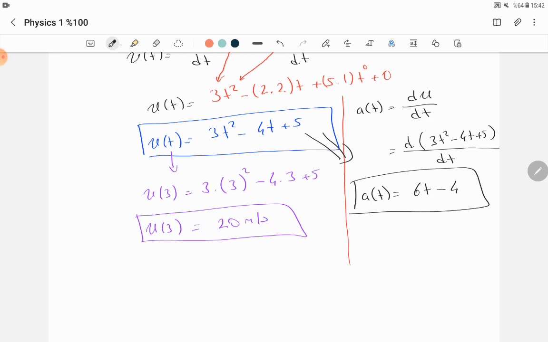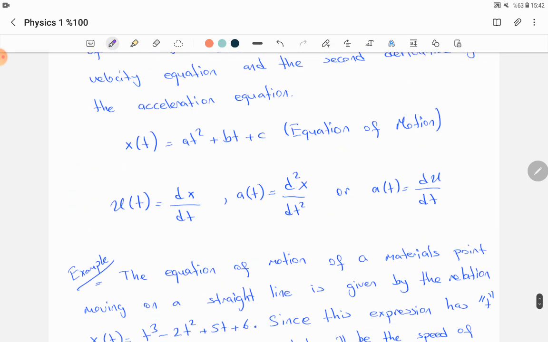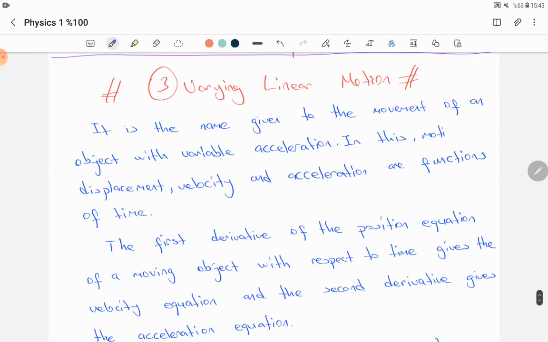Then the question asks for the acceleration value at the end of the third second. With t = 3 in 6t - 4, we can find the acceleration value in meters per second squared. And that's easy, varying linear motion is easy.